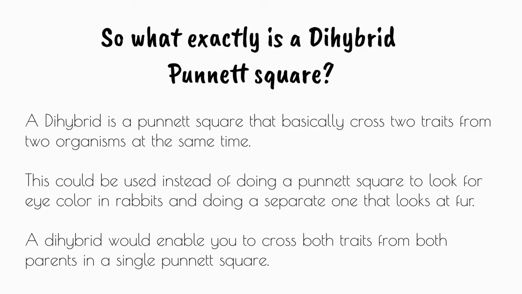This can be used instead of doing a Punnett square to look at eye color in rabbits and doing a separate one that looks at fur. A dihybrid would enable you to cross both traits from both parents in a single Punnett square. And of course, this can be used on any two organisms with any two traits.